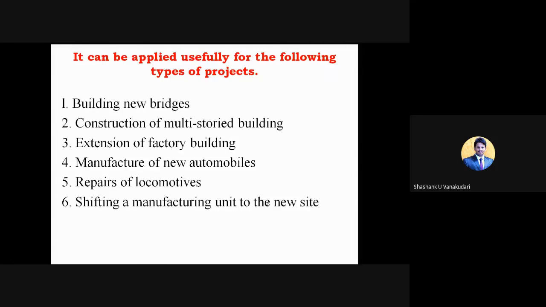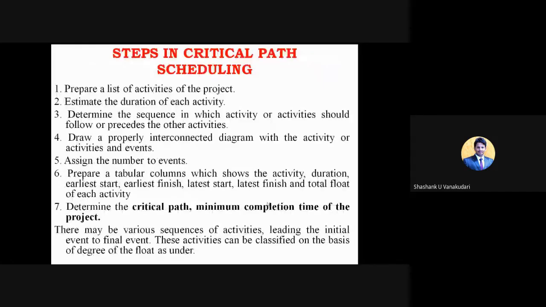assign the numbers to the events. Events are nothing but whatever we have given as the nodes, from 0 to 1. So that 0 to 1, we can call it one event, right? So like that, we can give the numbers also. And prepare a tabular column which shows the activity durations, such as earliest start, earliest finish, latest start, latest finish, and total float of each activity.